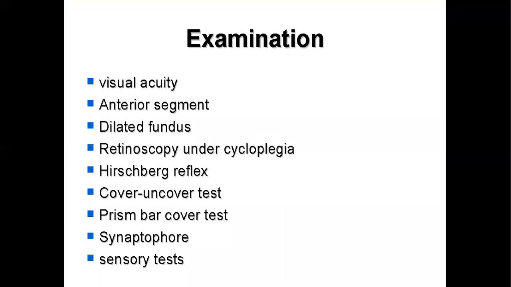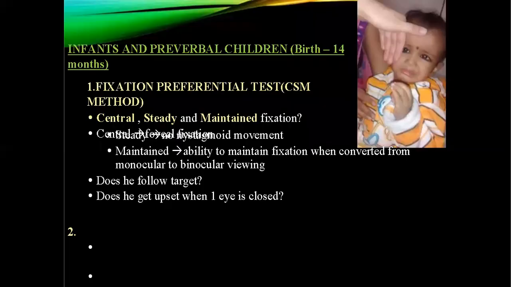The examination of squint is a very exhaustive examination, starting from visual acuity to the sensory test. So we'll deal with it one by one. In adult patients, or in school-going children, we can easily measure the visual acuity by Snellen chart. But in infants, how do we measure it? There is one test called the fixation preferential test, or also called the CSSM method, that is central steady maintained fixation. It is a very simple and logical test.